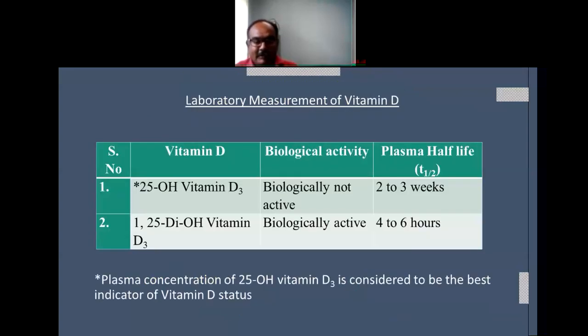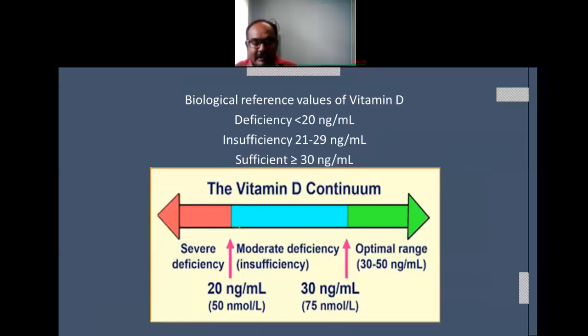So the best way to measure vitamin D is the 25 hydroxy form, not 1,25, because 1,25 has a lesser half-life, whereas 25 hydroxy vitamin D3 has a half-life of 2 to 3 weeks. So all laboratories prefer measuring 25 hydroxy vitamin D3 instead of doing calcitriol estimation. And this is the normal level of vitamin D3. You can see that most of the patients are at a severe deficiency level only.